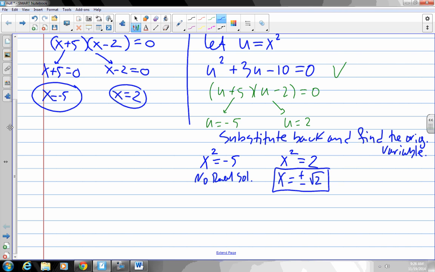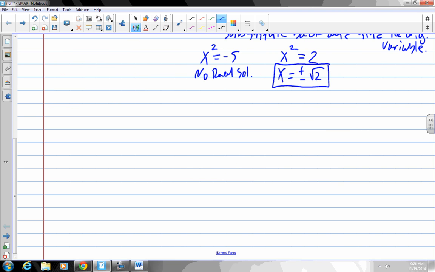Let me try a similar one. What if we do y to the power 6 plus 4y cubed minus 5 equals 0?